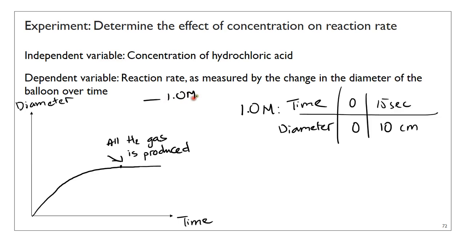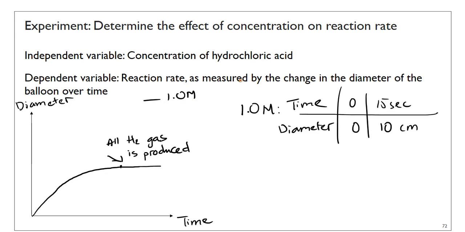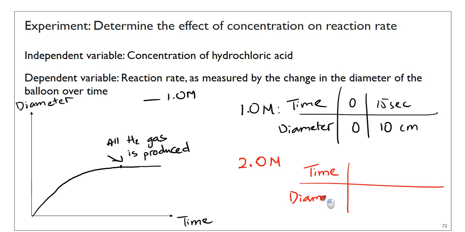And if you want to see the effect of the difference in concentration between 1.0 and 2.0 molar, you would have to do another graph on the same set of scales for 2.0 molar. When you do the experiment, you would collect the same type of data between time and diameter. So let's say 0, 0, but at 15 seconds maybe you already have 15 centimeters, something like that, and obviously it keeps going.